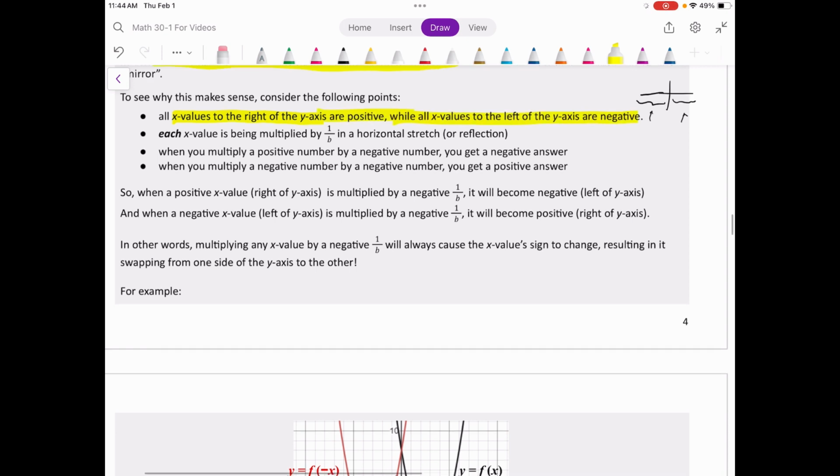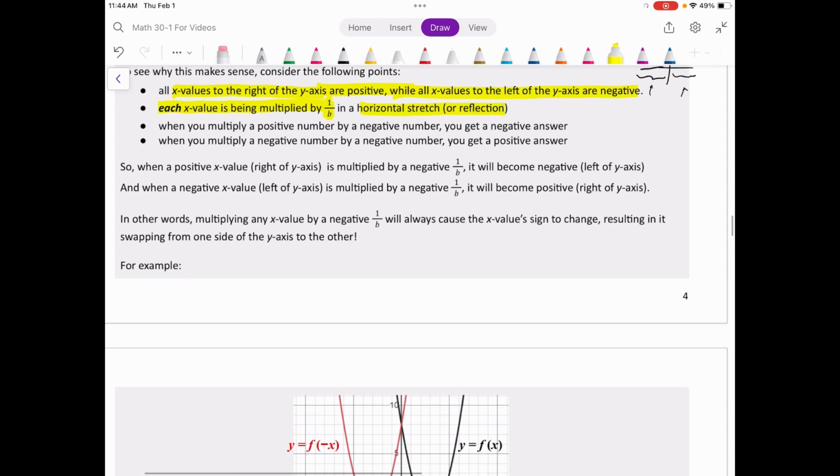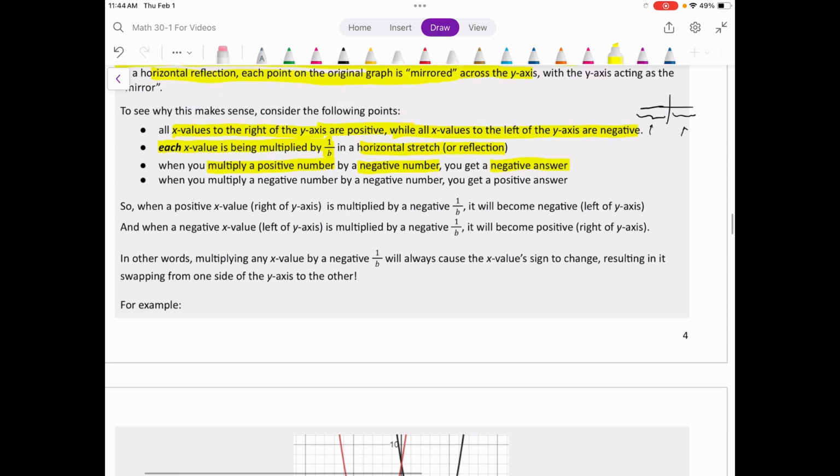And since each x value is being multiplied by 1 over b in a horizontal stretch or a horizontal reflection, well, if we multiply a positive x by a negative 1 over b, that positive x is going to become a negative, right? Positive times negative is negative. So the positive x has become a negative x. It's changed sides. It's flipped across the y-axis.